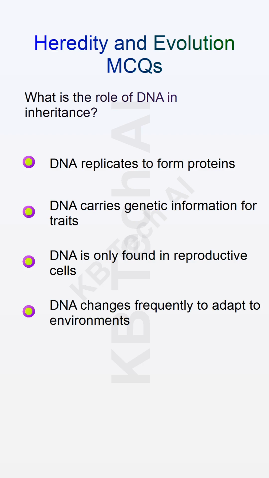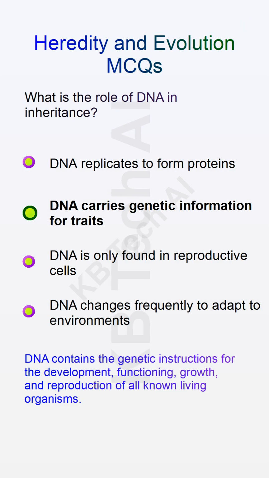What is the role of DNA in inheritance? Option 1, DNA replicates to form proteins. Option 2, DNA carries genetic information for traits. Option 3, DNA is only found in reproductive cells. Option 4, DNA changes frequently to adapt to environments. The answer is option 2, DNA carries genetic information for traits.